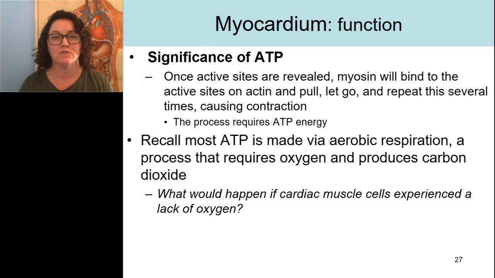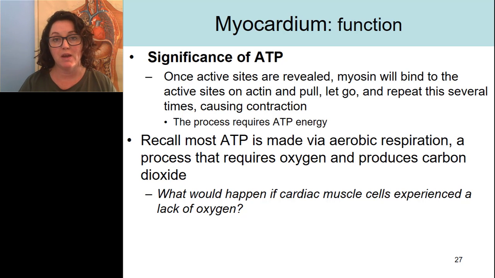We've looked at the importance of the action potential. We've looked at the importance of calcium. Now we have to talk about the importance of ATP for proper myocardial function. The process of myosin grabbing on to actin and pulling involves ATP. We're not going to go into the nitty-gritty details here, but let's just say that in order for the myosin to grab on to actin and pull and then release and then grab onto another actin and pull and release, something in that whole process requires ATP.